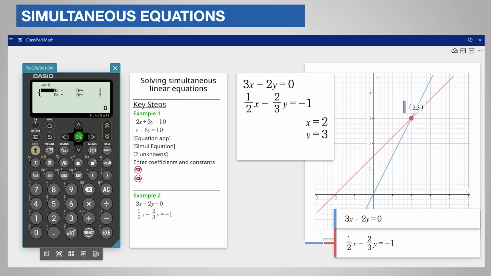Equations have to be in the form ax plus by is equal to c, such as those shown on the screen. So if necessary, rearrange your equations to this form. Enter the coefficient for x in the first equation, which is 2, and press either the OK or the execute key. The cursor moves to the y coefficient, so input this, which is 3. Now enter the constant, which is 10.